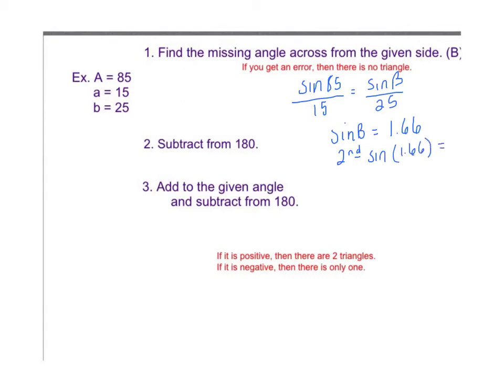Now, you're going to get an error. My calculator said domain error, which is fine, but that just means that there is no triangle. Now, if we look at this again, we'll see that A was less than B and probably was bigger than H, and so there's no triangle.